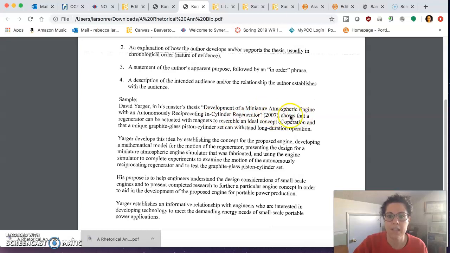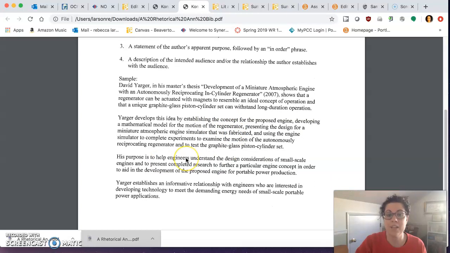And then this is the date, shows that a regenerator can be actuated with magnets to resemble an ideal concept of operation that's uniquely graphic glass piston cylinder set can withstand long duration operation. Super long, right? So you have your author, you have his purpose, you get this. How does he do it? He develops this idea by first establishing the concept, then doing this, then doing that, right? His purpose is to help engineers. This is a peer-reviewed source.